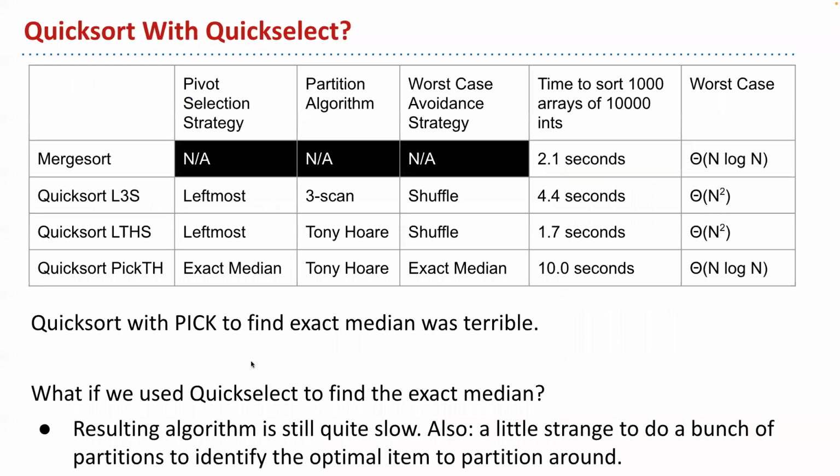So it's kind of interesting to think, it's very weird to do this, but what if we use quick select to find the exact median? So the resulting algorithm, I didn't actually write the code for it, but it's still quite slow. And I have to also note, it is very weird to do a bunch of partitions to find the best item to partition around. You can do it. I wrote the code. I never bothered running the experiment, but it's not so good. Okay, but yeah, just kind of throwing that there as a fun thing.